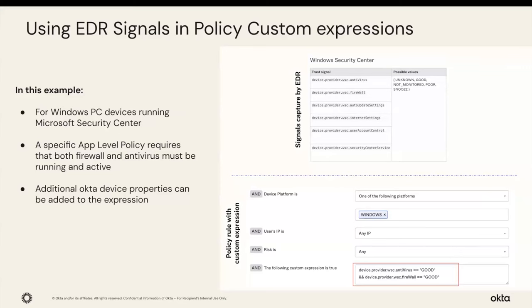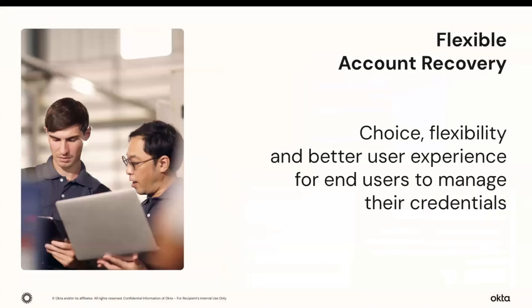And in this slide, you have an example of leveraging in Windows Security Center the fact that there is an antivirus available on the device and that the firewall is on. So you can use custom expression to leverage those signals, which are obviously dependent on the third-party tool you are using. So here is an example of a Windows Security Center. So this is briefly what I wanted to cover on devices.